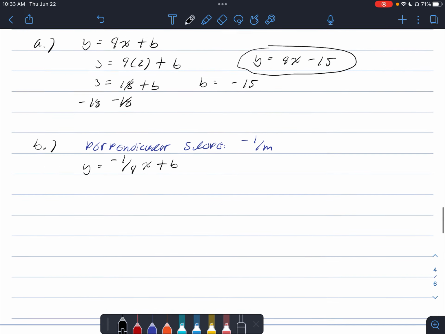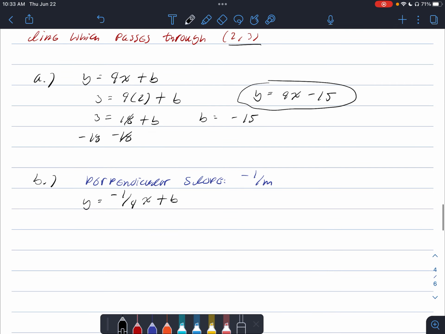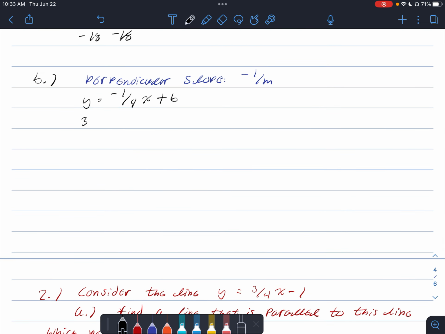So let's go ahead and plug that in to find out what our b value is. So we'll have 3 is equal to negative 1 over 9 times 2 plus b. All right, so we have 3 is equal to negative 2 over 9 plus b. We can add 2 over 9 to both sides.